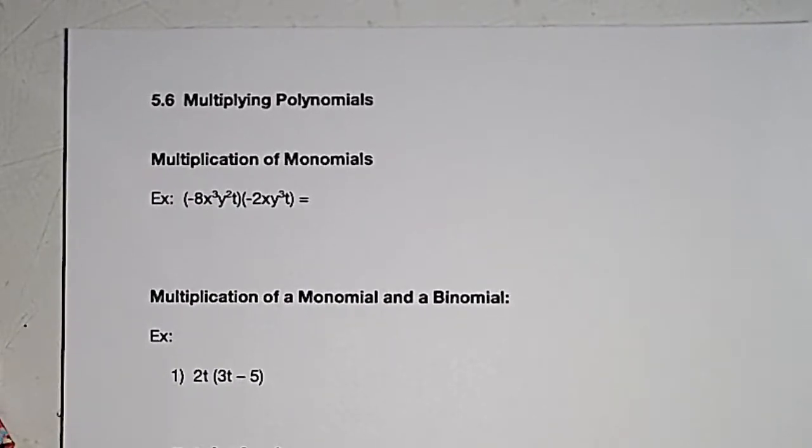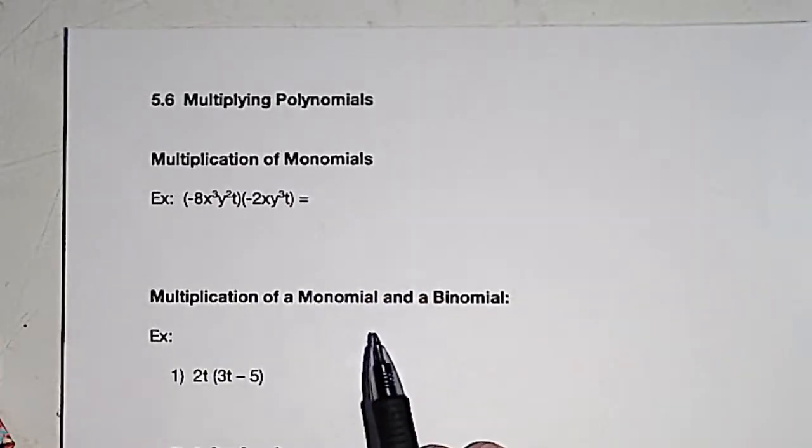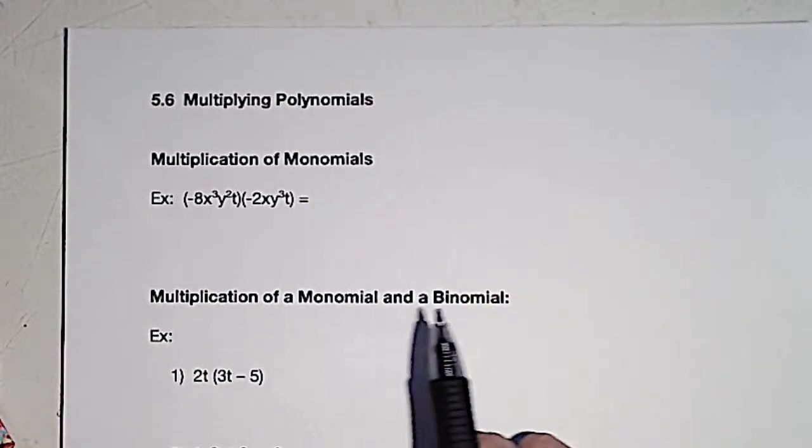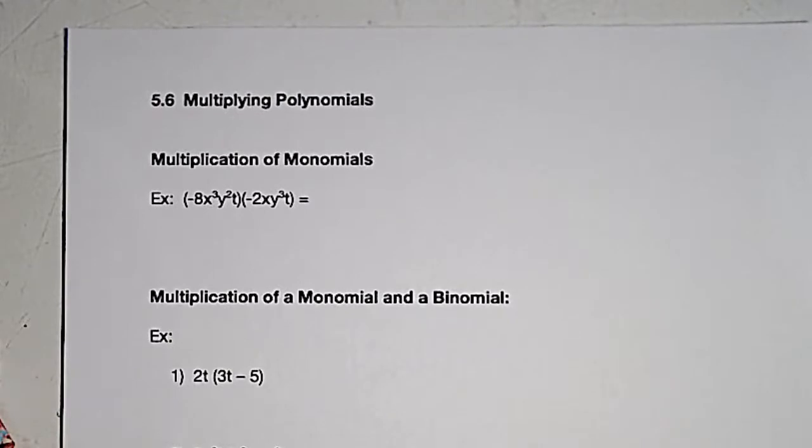Okay, so the way we're going to approach multiplication of polynomials is we will work up through monomials, a monomial and a binomial, then a couple of binomials, then some longer polynomials. It's going to be a party. So the best part about multiplying monomials is that you've already done it.